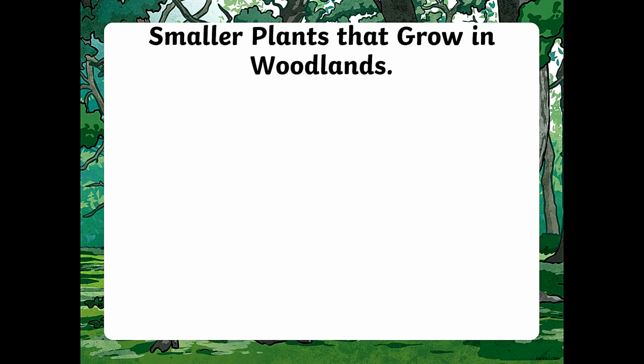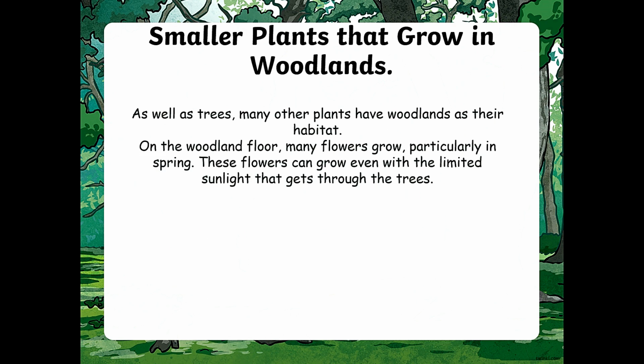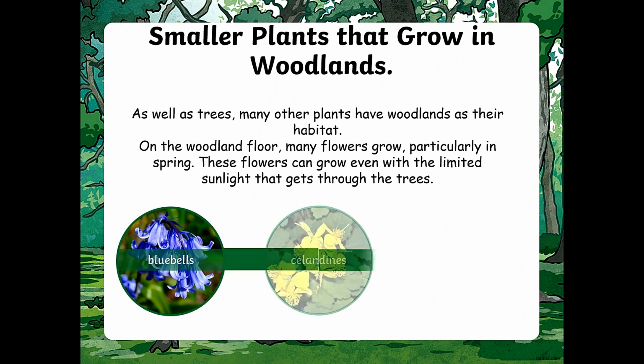So let's have a look at some other smaller plants that grow in the woodlands. As well as trees, many other plants have woodlands as their habitat. On the woodland floor, just like we saw earlier when I was outside, many flowers can grow, particularly in spring, just like right now. These flowers grow even with the limited sunlight that can get through the trees. That's because they sprout their roots from that seed and they can grow really, really strong. Here are 3 examples that we can find in the woodland environment.